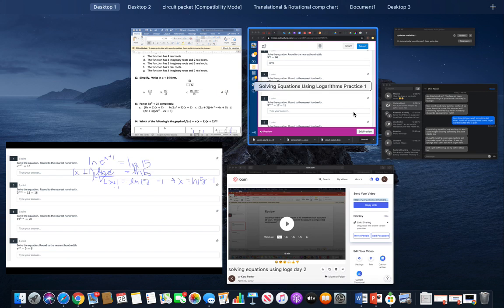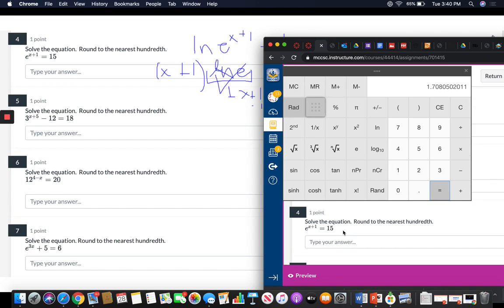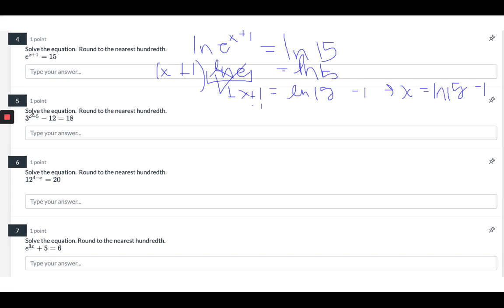All right, so if I go back here to my calculator, now I'm using natural log. One real quick, just to make sure, remember natural log of e, I promise that it's 1. The natural log of 15, and then subtract 1, and it's going to give us our answer, which is 1.71, rounded to the nearest hundredth. So I can type it in, 1.71.